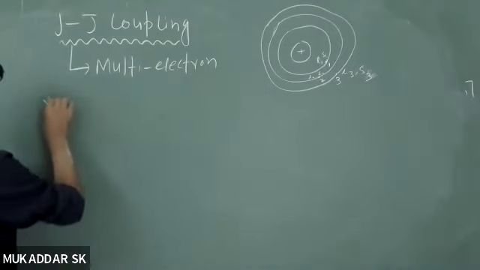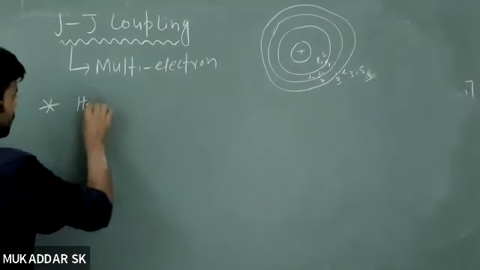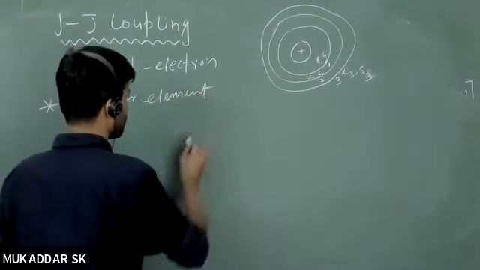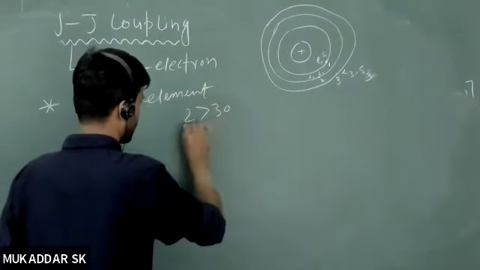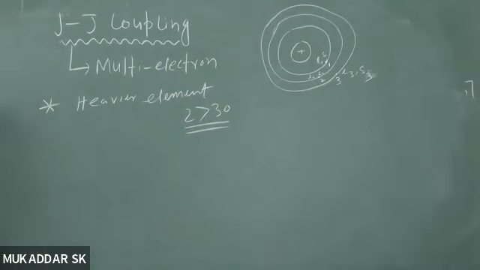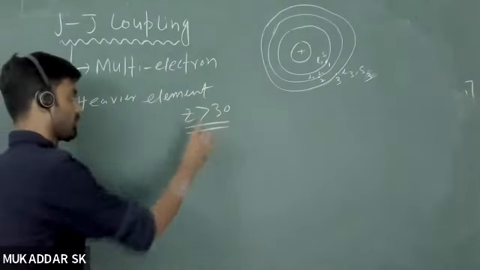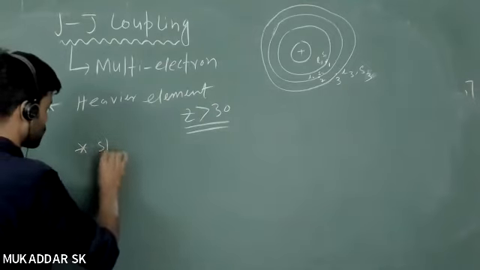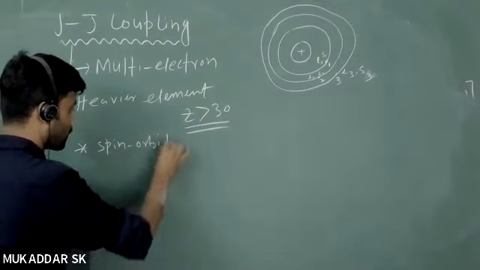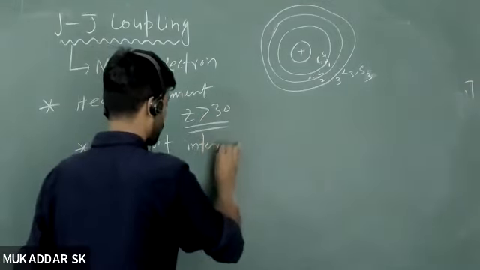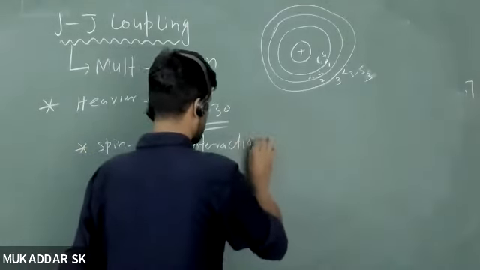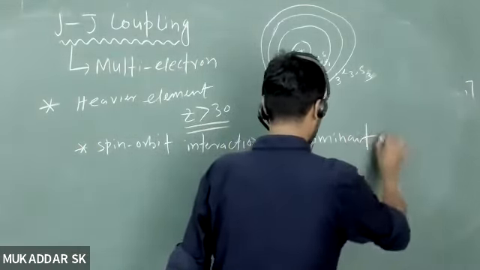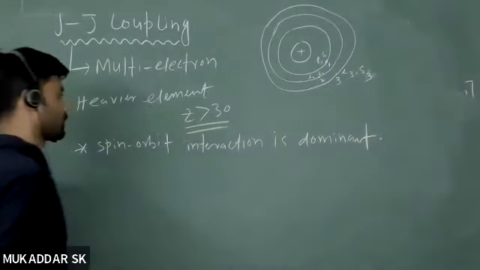But for heavier elements, Z greater than 30, there is no strict boundary, but yes, Z should be greater than 30, for this case the spin orbit interaction is dominant.